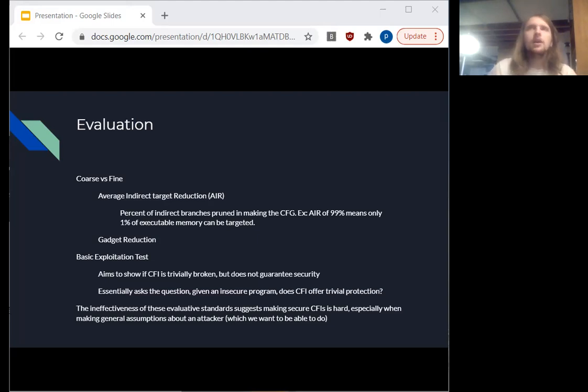So the thing is, and once again, I'll elaborate on this more, but these metrics are somewhat ineffective. The first two help in the theoretical approach, but they don't necessarily indicate whether there's a vulnerability. They just indicate whether we're closer or further from the fully precise CFG. And the basic exploit test doesn't necessarily indicate whether it's secure, just whether we get anything from it.